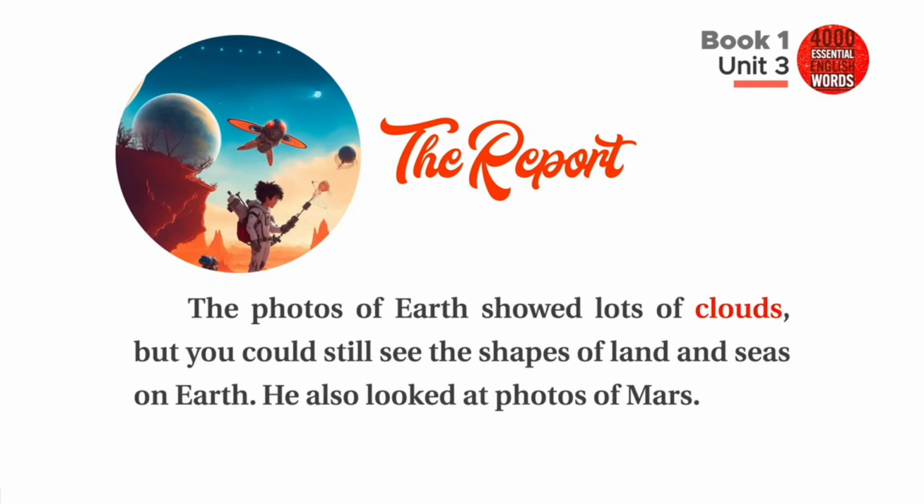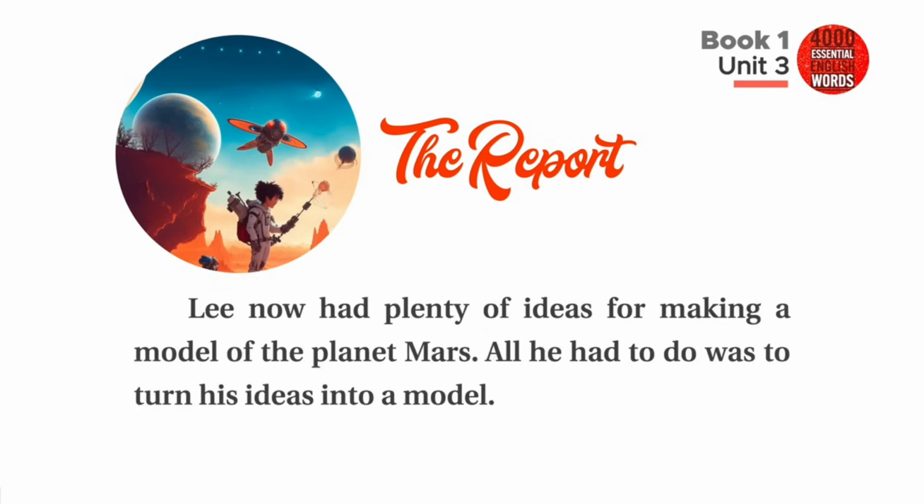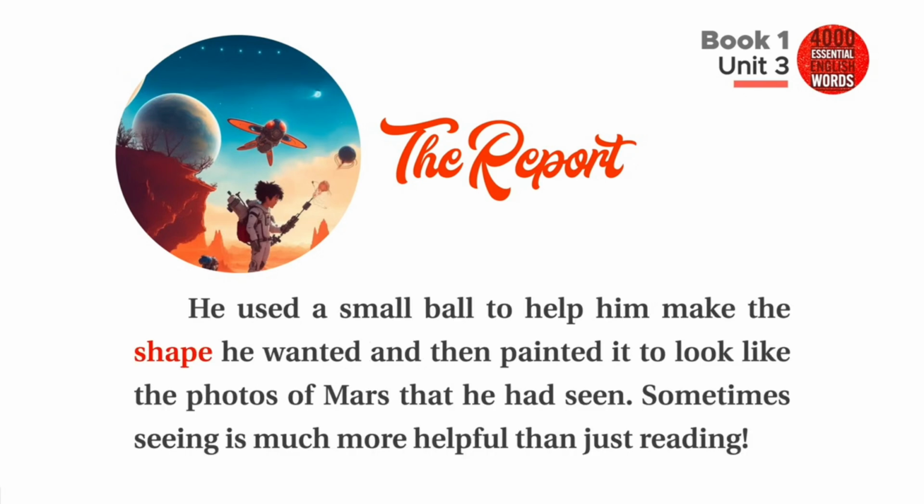The photos of Earth showed lots of clouds, but you could still see the shapes of land and seas on Earth. He also looked at photos of Mars. Lee now had plenty of ideas for making a model of the planet Mars. All he had to do was to turn his ideas into a model. He used a small ball to help him make the shape he wanted and then painted it to look like the photos of Mars that he had seen. Sometimes, seeing is much more helpful than just reading.